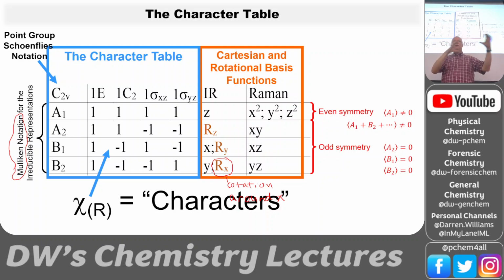So this is how we build that transition dipole moment integral to determine if Z polarized light could interact with the symmetric stretch. And it can, because it would be A1, A1, A1. So y'all did that in your homework.